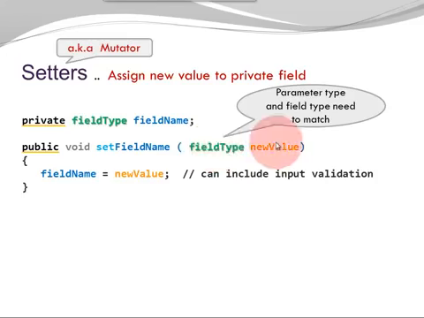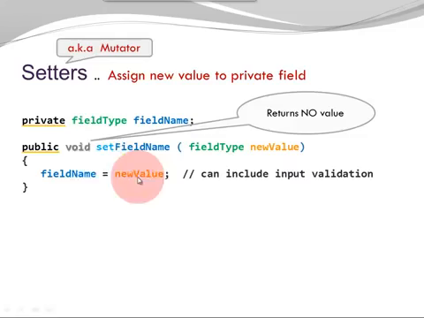So here you can see the new value. The type needs to match the type of the field. And then inside my setter, this parameter is used to modify the field. So my field is on the left hand side of my assignment operator because the field is going to be modified. The new value is provided in my parameter. Setters don't return anything. They just assign a value and this is it.